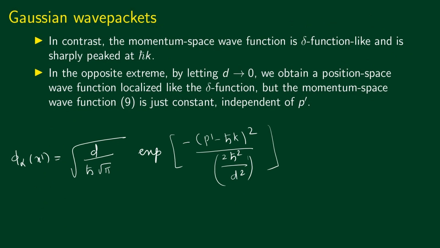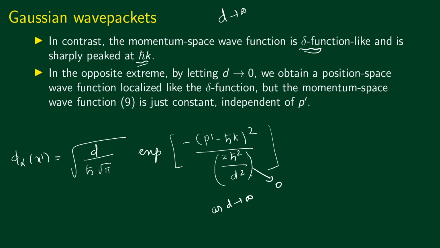Let's also look at the momentum space wave function when d tends to infinity. We'll see that this behaves like a delta function, which is sharply peaked at h bar k. This can be understood by looking at the momentum space wave function. What happens? So the d dependence appears like this. Now what happens when d tends to infinity? When d tends to infinity, the denominator here, this entire denominator, goes to 0.